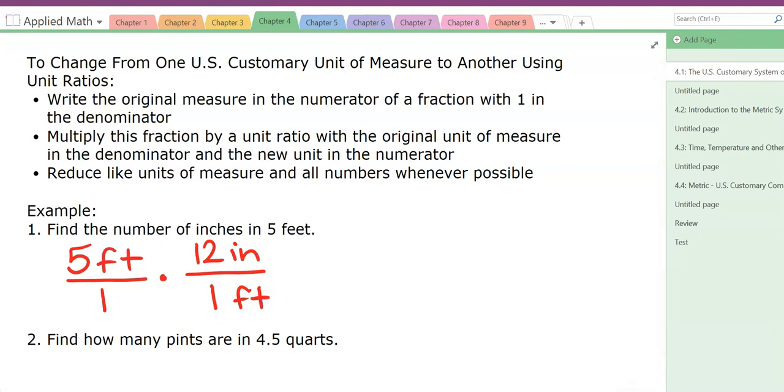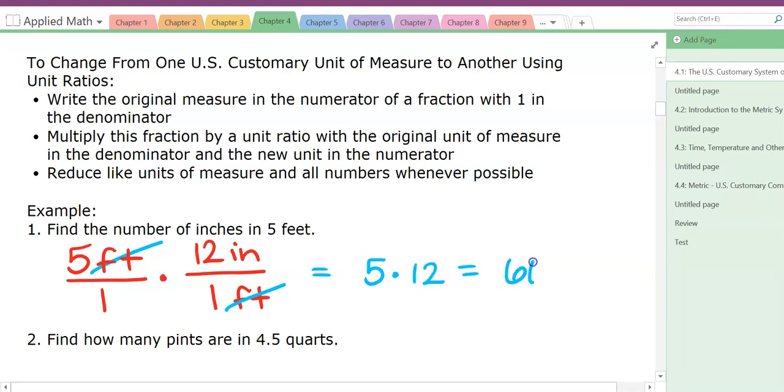This is like that dimensional analysis I was talking about. The feet cancel off because you've got 1 in the numerator, 1 in the denominator. And that's why you would want to set it up that way, so you can see how those labels cancel off or they're gone. So really what you're doing here is taking 5 times 12, which is going to be 60, and that would be inches. So there's 60 inches in 5 feet.